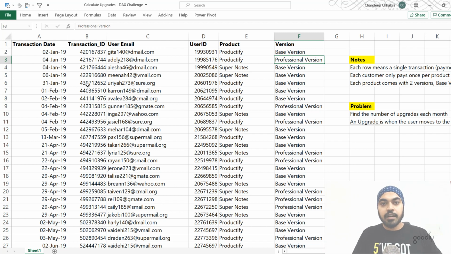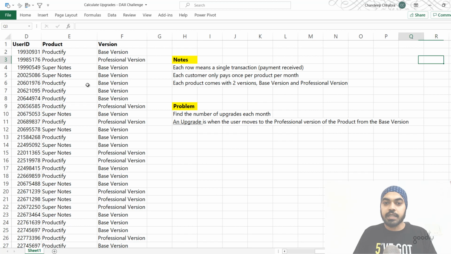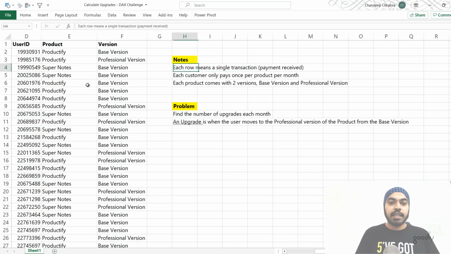Now, apart from these standard columns that we have, we also have some notes that will improve your understanding about the data. The first note here is that every single row means one single transaction. One single transaction means one instance of money received from the customer. That's what one single row means. Next, the customer can only pay you once per product per month, because we are collecting the money every single month as a monthly rent. So the customer can only pay you once per month per product, right?